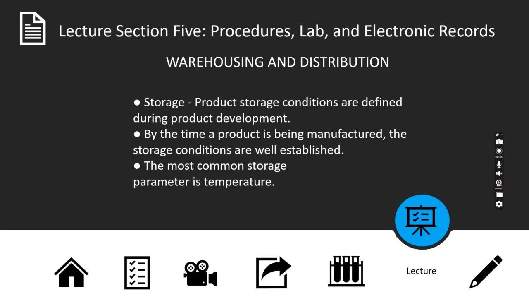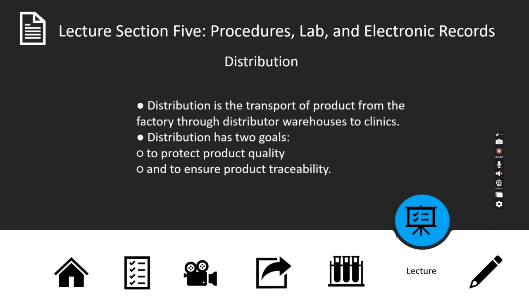Warehousing distribution. Product storage conditions are defined during product development. Storage usually has like time and temperature parameters, for example. By the time a product is finished being manufactured, the storage conditions are well established. Distribution is the transport of the product from the factory through distributor warehouses to clinics. So there are two goals of distribution: to protect quality and to ensure product traceability.